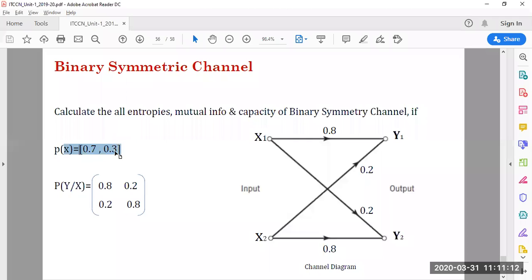Because you are taking the multiplication of P of x with P of y by x, not P of y by x with P of x. Okay. So 0.62 and 0.38 is correct. Everyone, P of x into P of y by x, not P of y by x into P of x. Remember this.